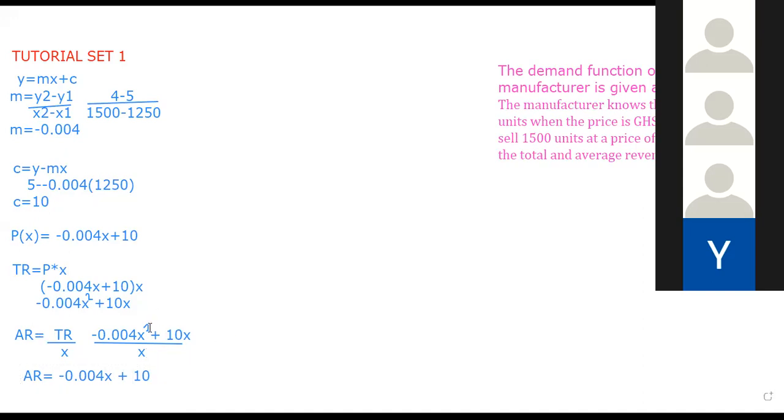This X will cancel one of these X here, so only one of them will remain. Then this X will cancel this X, so the 10 will now be left alone, and that's it. Please, do you understand? Yes. Good. So who can give me an important observation here?